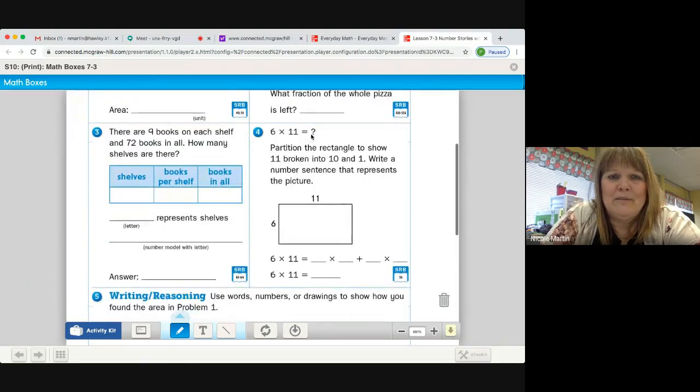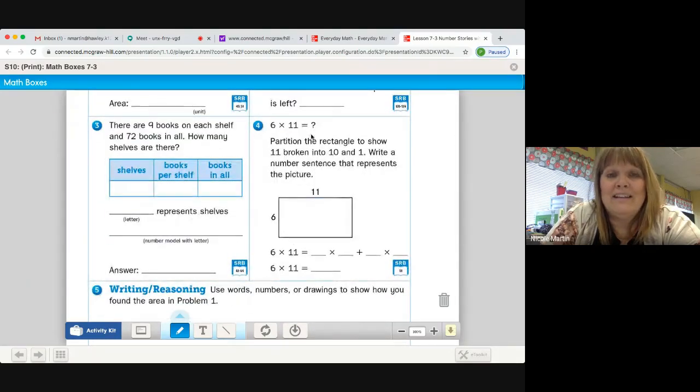Moving on to number 3, a problem-solving question with a diagram. There are 9 books on each shelf, and there are 72 books in all. How many shelves are there? Go ahead, fill in that number grid with a diagram. What letter is going to represent your shelves? You can show me your number model and your answer.